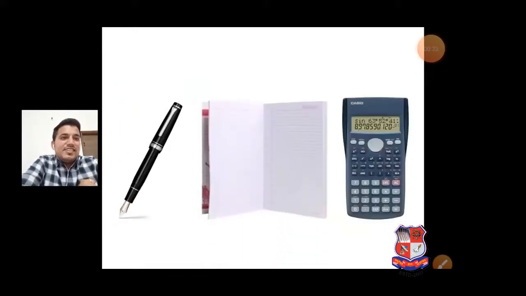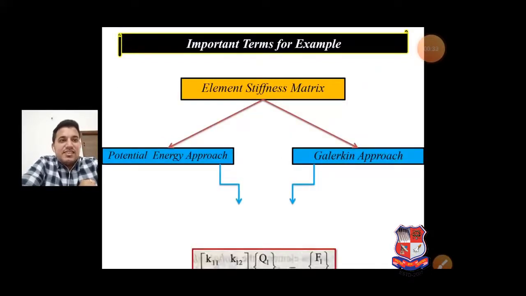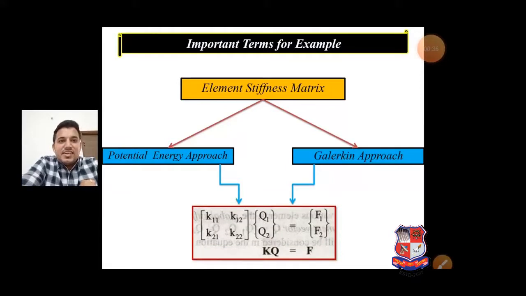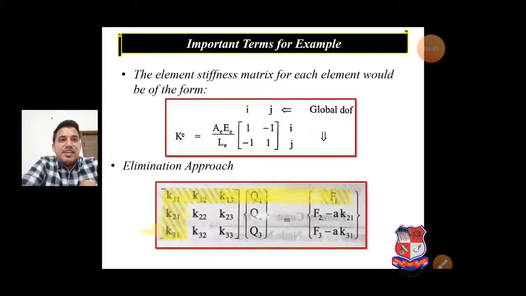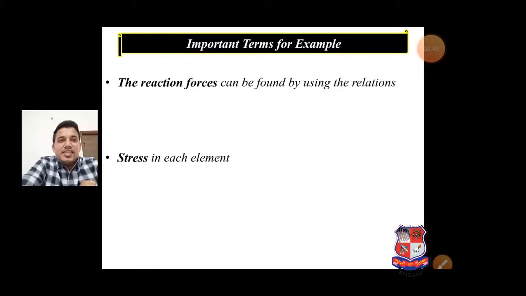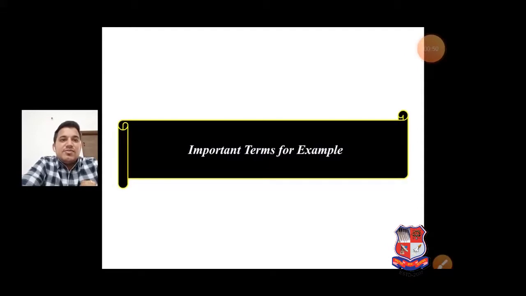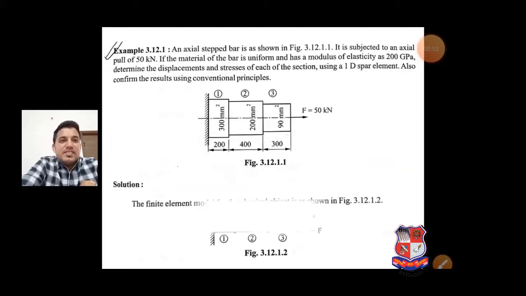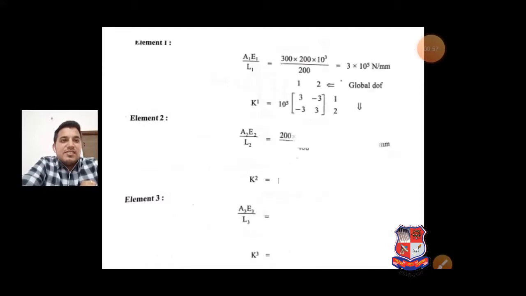So this is the most important relation between the displacement, strain and stress. We already learned it yesterday. Again, the element stiffness matrix standard formula, the elementary approach, the element stiffness matrix, reaction forces formula and stress. So important terms we already learned, and this formula we learned in the conventional method.